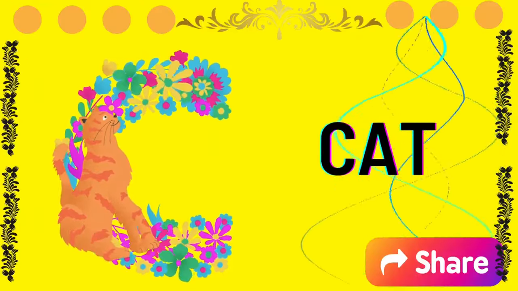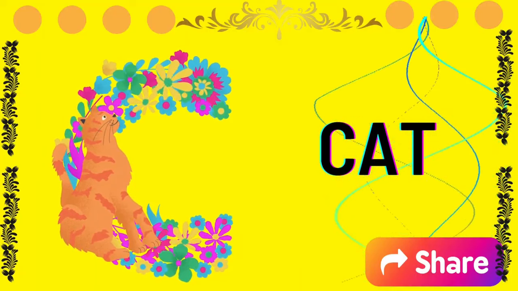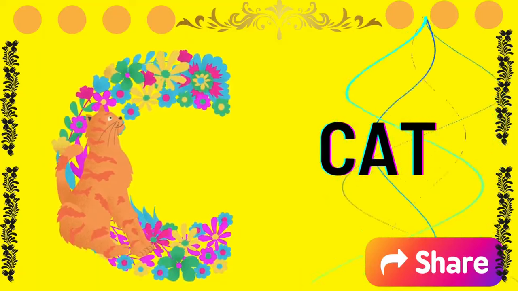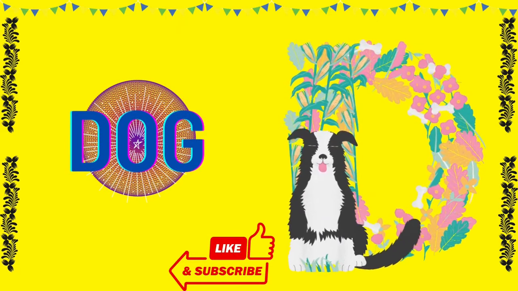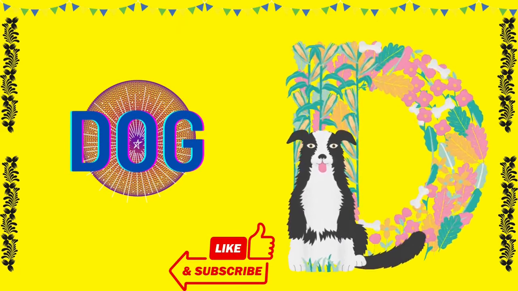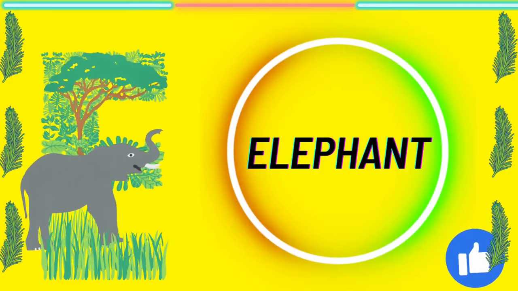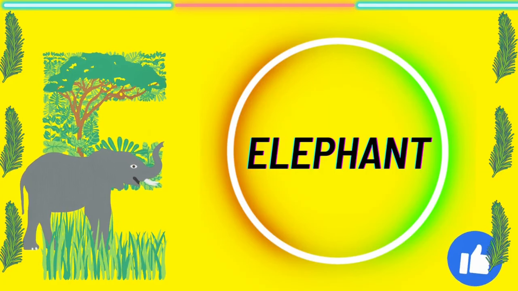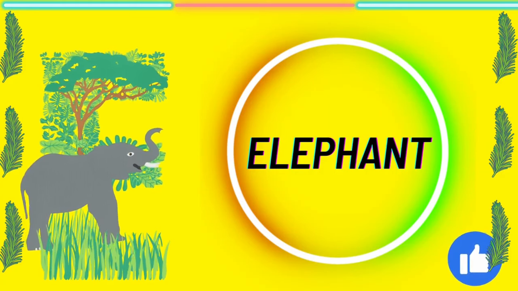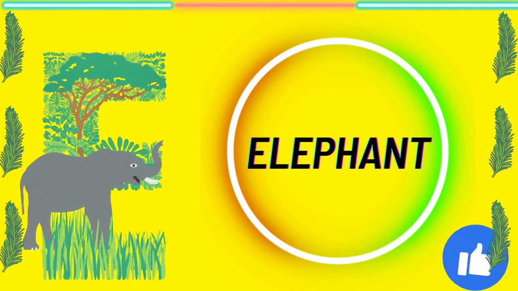C. C is for cat. C A T. Cat. D. D is for dog. D O G. Dog. E. E is for elephant. E L E P H A N T. Elephant.